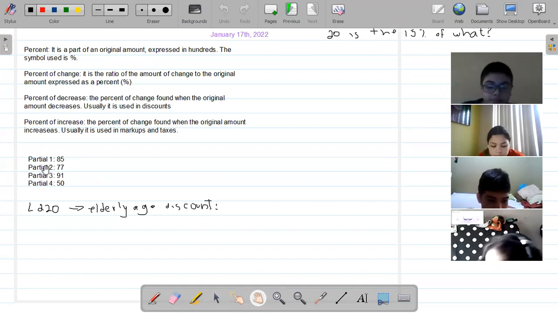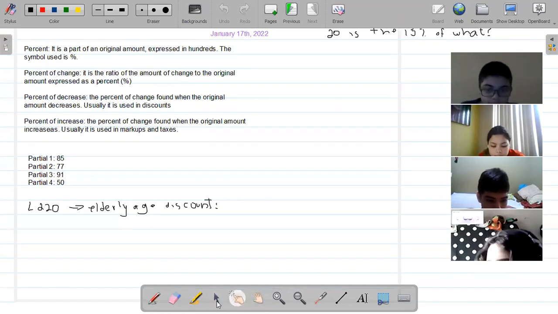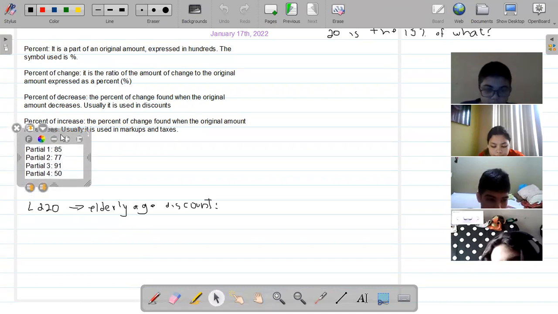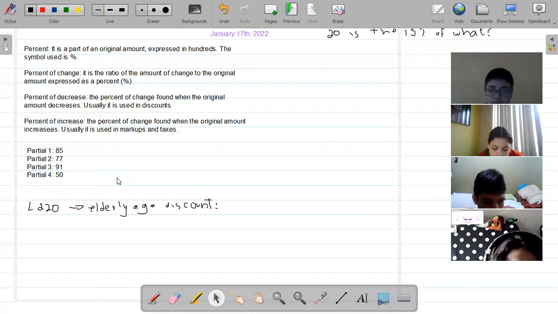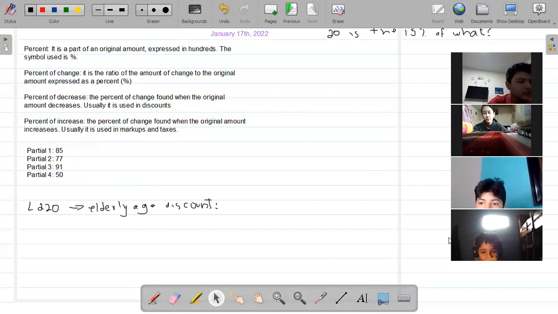On the first example that I'm going to give you over here, we have the grades of someone. Someone had those grades in the 4 partials. In partial 1, that student got an 85. Partial 2, that student got a 77. Partial 3, since it is the longest one, that student took advantage of the time and presented almost everything and got a 91. And in partial 4, that student said, I think that I already passed, so I'm just going to relax myself. And that student got 50 out of 100.